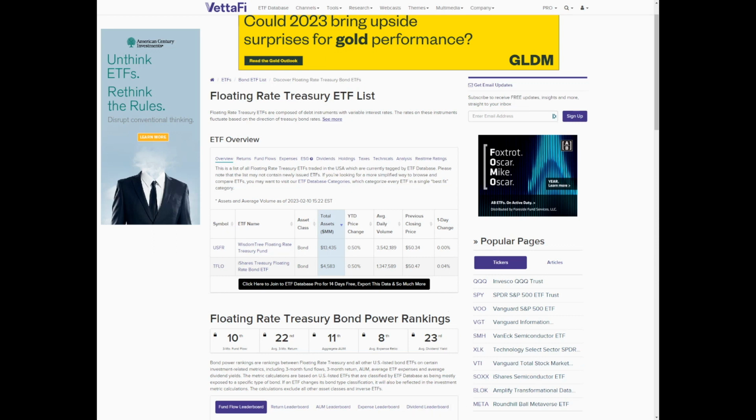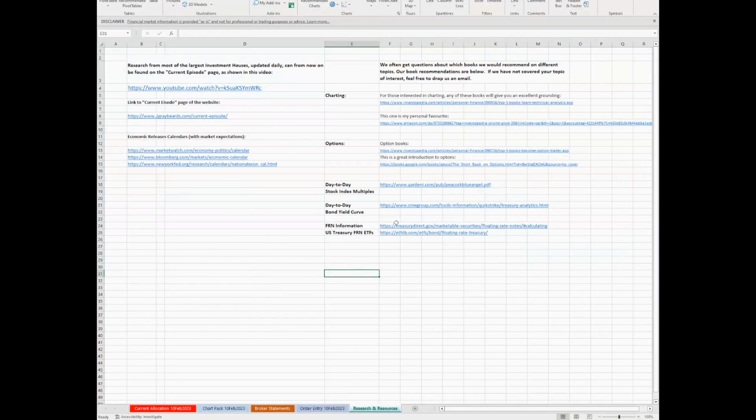I have included these links on the research and resources page of the Excel sheet, so you can go and look for yourselves. We think this is an excellent way to invest your cash at the moment.